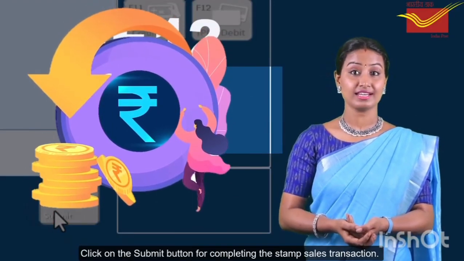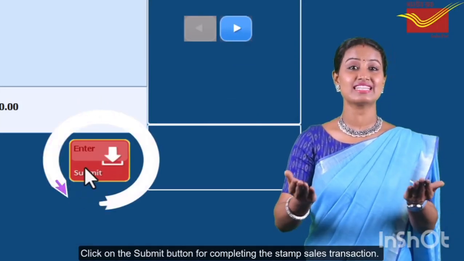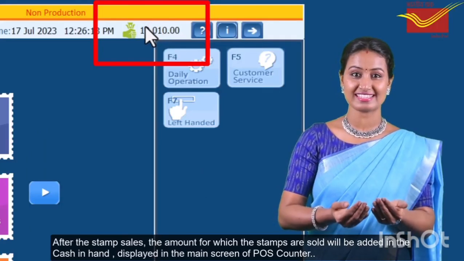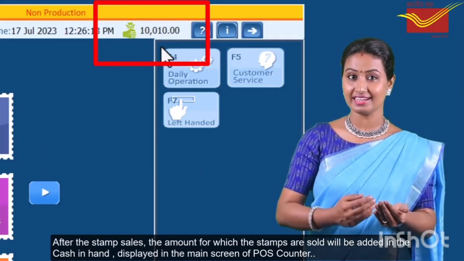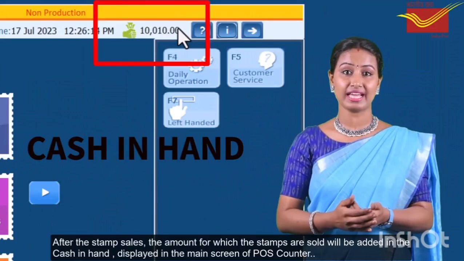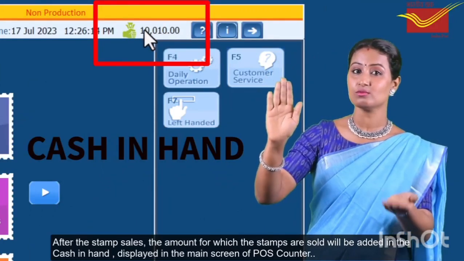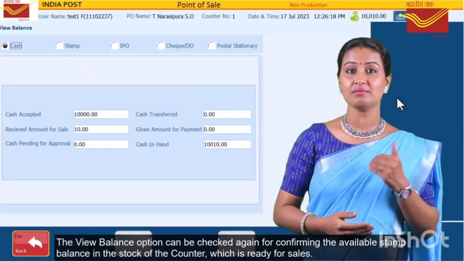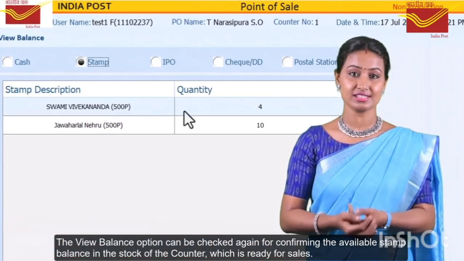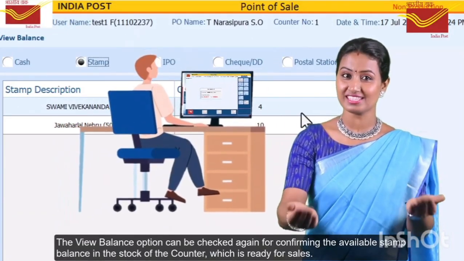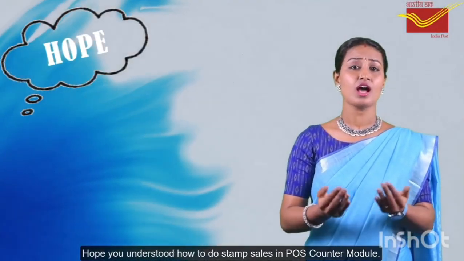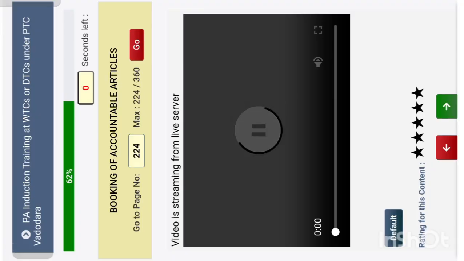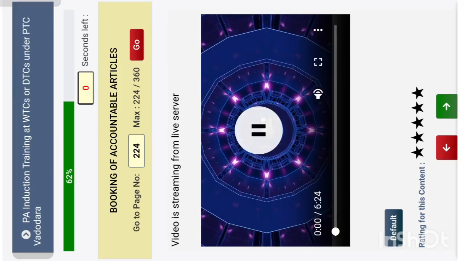Amount to be collected from the customer rounded off to the next rupee will be displayed. Click on the Submit button for completing the stamp sales transaction. After the stamp sales, the amount for which the stamps are sold will be added in the cash in hand displayed in the main screen of POS counter. The View Balance option can be checked again for confirming the available stamp balance in the stock of the counter which is ready for sales. Hope you understood how to do stamp sales in POS counter module. Thanks.